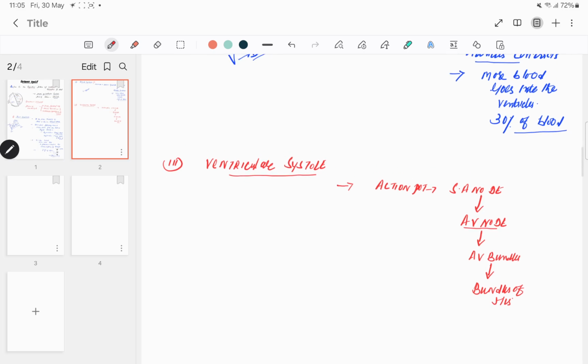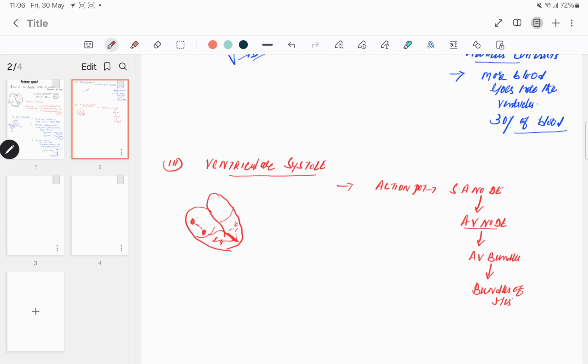Listen here, look here, dear students. We will see this is the SA node. It generates action potential in the auricle, and here is the AV node. So action potential reaches from the SA node to the AV node, from the AV node to the bundle of His. This is the bundle of His. From the SA node to the AV node to the AV bundles and then to the bundle of His.